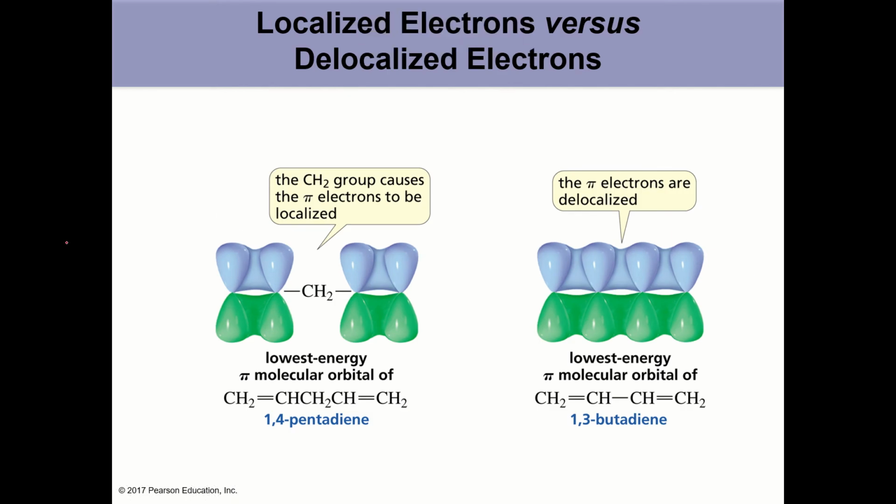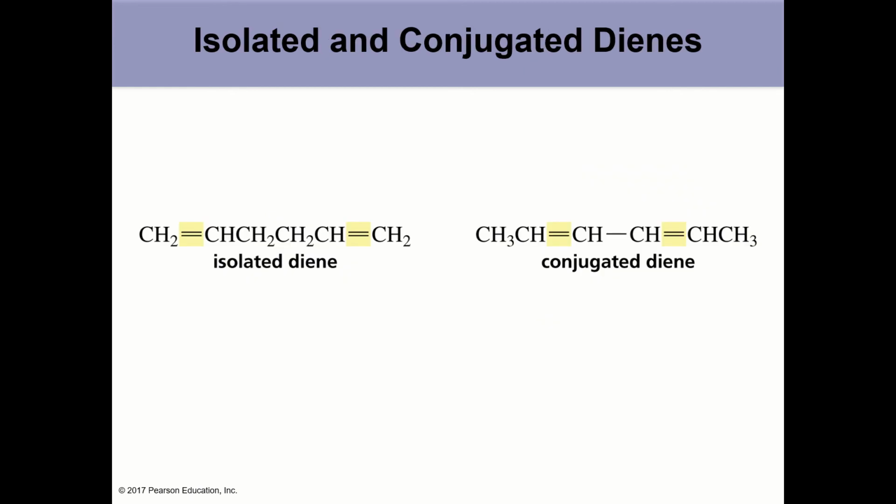Localized electrons versus delocalized electrons. For localized electrons, there is a separation by an sp3 atom between the p orbitals. So the pi electrons are localized. And for delocalized electrons, the pi orbitals are not separated by sp3 hybridized atoms. So again, isolated and conjugated dienes. Isolated dienes are separated by more than one single bond. Conjugated dienes are separated by only one single bond.